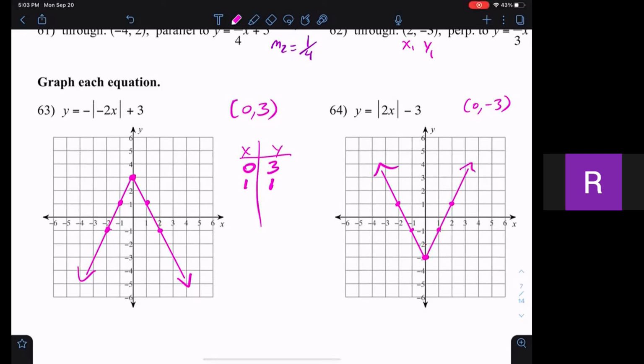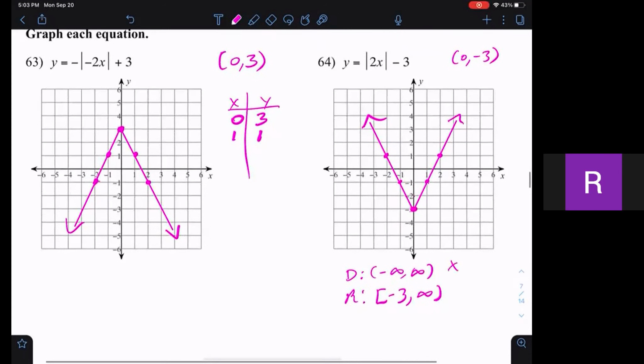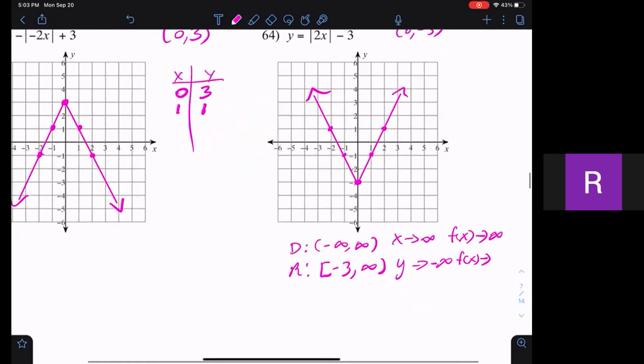Okay. What is the domain? All real numbers. The range is from -3, including -3, to infinity. What is the end behavior? As x approaches infinity, y approaches infinity. Or f of x, both are the same thing. You know f of x and y are the same thing. So as x approaches negative infinity, f of x approaches positive infinity.